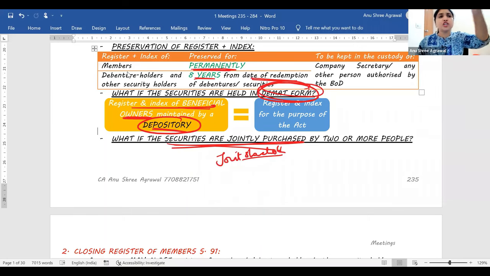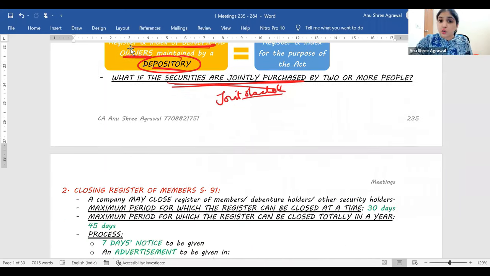Voting and all, the joint shareholder whose name is written first, that joint shareholder gets priority. Notice of the meeting is sent to which joint shareholder? That joint shareholder whose name is written first. So this was a quick discussion of the register of members.